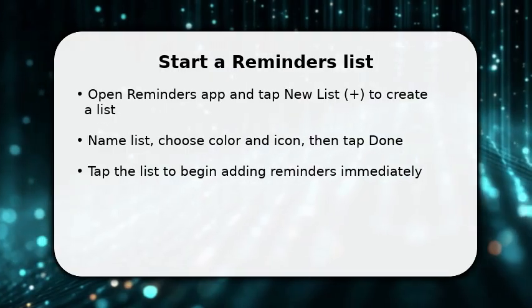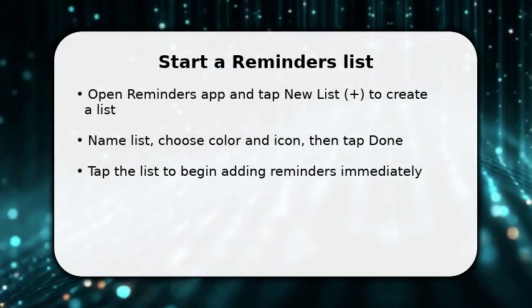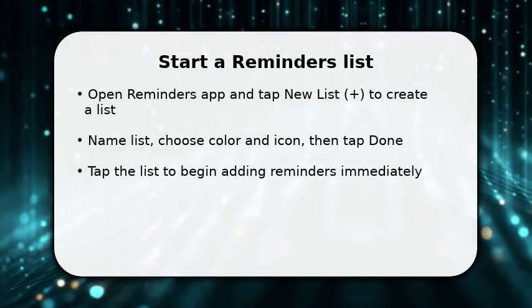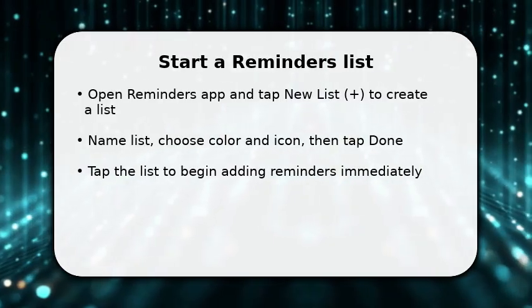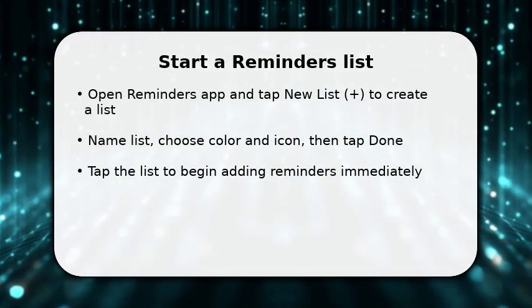Now tap into the new list and hit Add Reminder. Type a quick title. You can refine details later. Do this first so every subsequent setting applies to this context rather than a generic inbox.